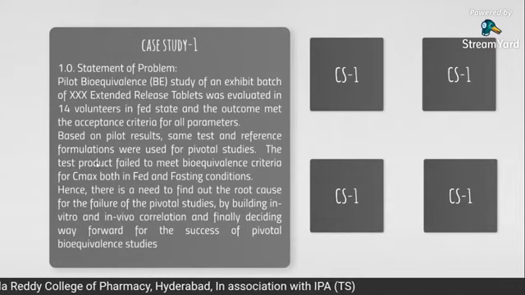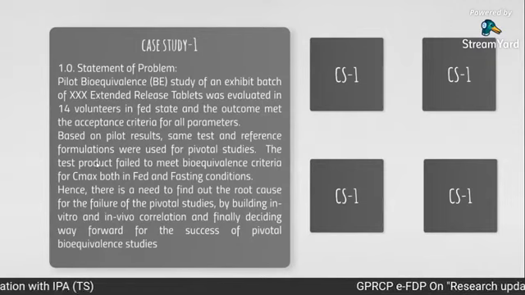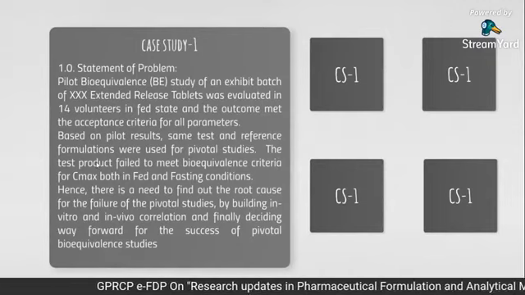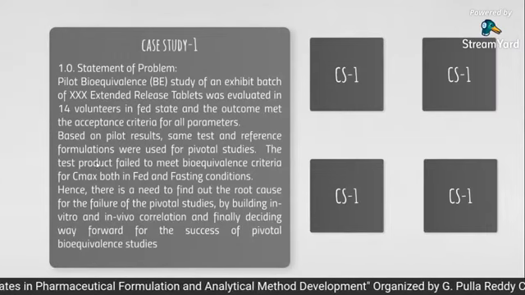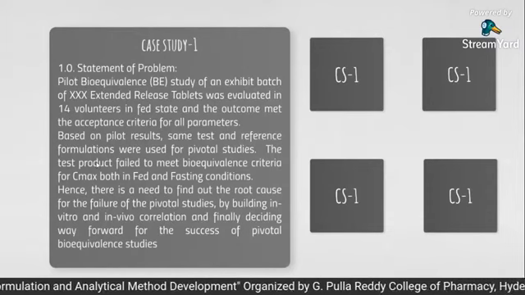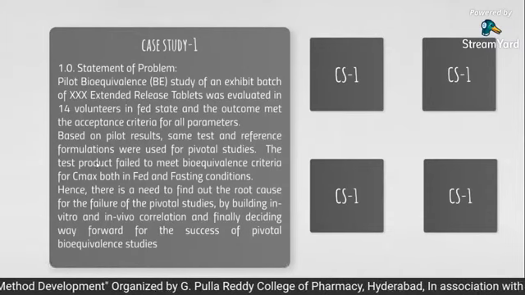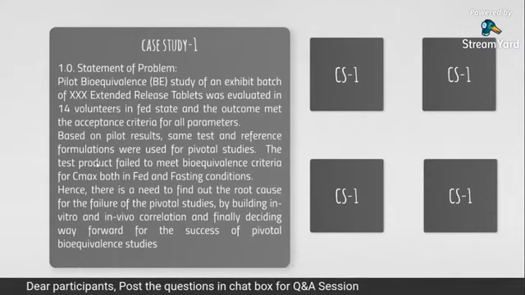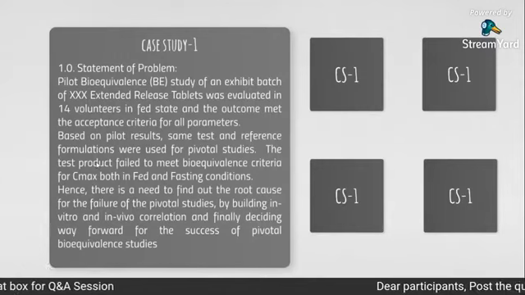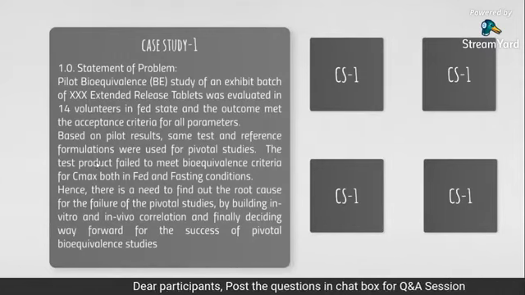In this case study, if I explain the statement of the problem, you will understand what our problem was and how we were able to resolve it using IVIVC. There are 2 types of studies, pilot and pivotal. Pilot is nothing but using a small number of subjects to get confidence before going for the pivotal. Pivotal is the actual bioequivalence testing. Pilot is small scale. By using the scale-up batch also, a pilot study can be done, and then by using the exhibit batch, we can do the pivotal study.